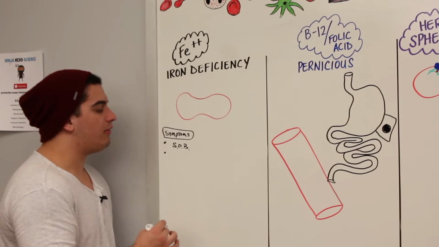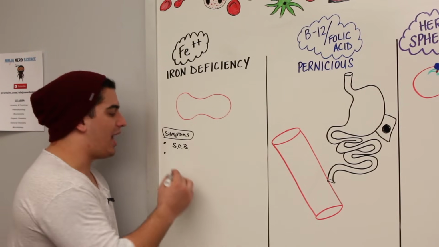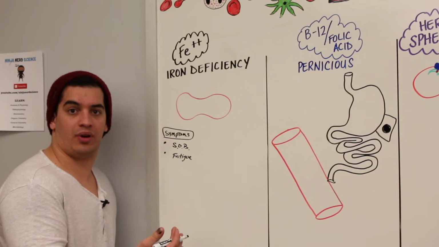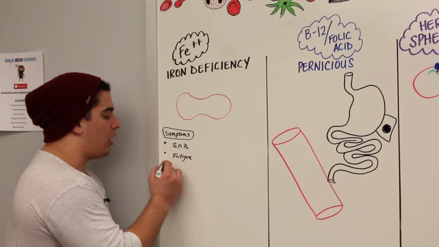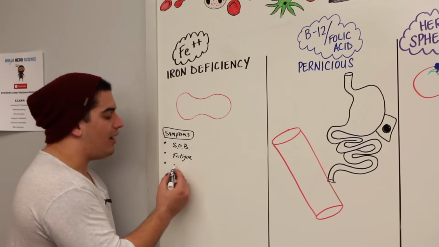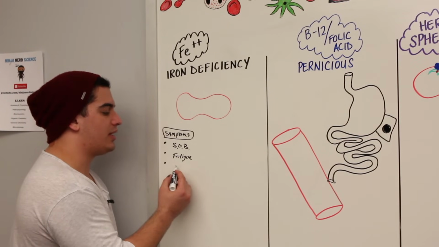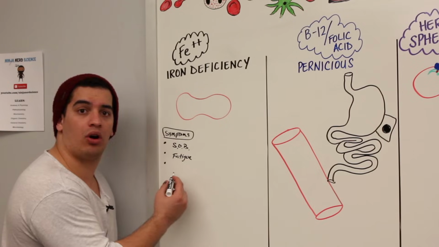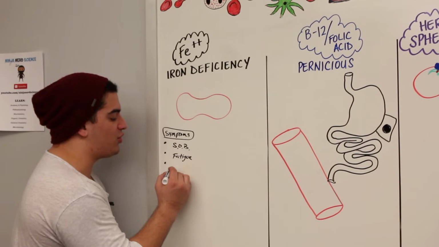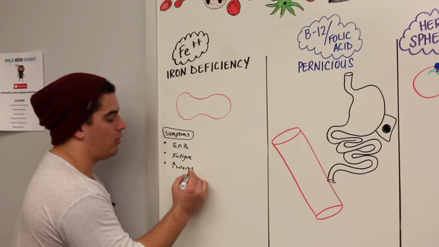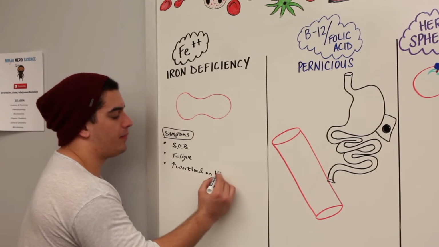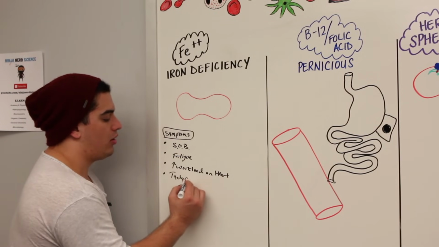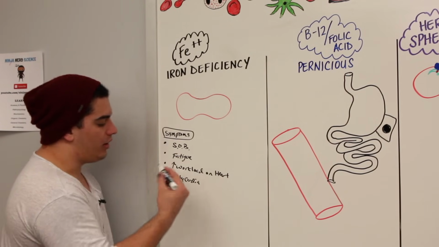Second thing that they might have is fatigue, because they're not going to have as much oxygen being delivered to their tissues, right? So they're going to have some fatigue, all right? Another thing is that whenever you have a low amount of red blood cells, it triggers a change in the volume of your heart and it increases the workload of your heart. So it can lead to increased workload on the heart, and it can lead to what's called tachycardia. And it can lead to a bunch of other things.